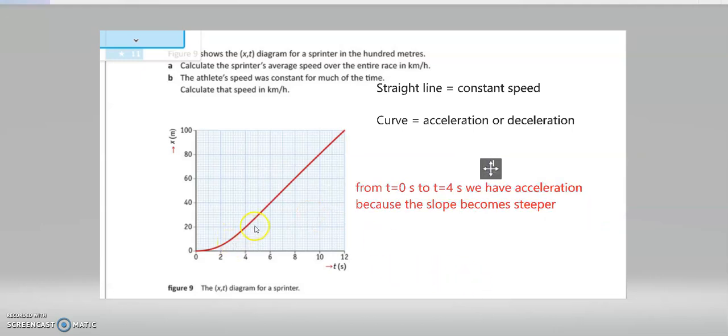What about from 0 to 12 seconds? From 0 to 12 seconds we have a straight line, and that means that the speed is constant. So let's have a look at the first part of the journey from 0 to 4 seconds. We cannot calculate the speed here because the speed is not constant. We have acceleration, that means that the speed keeps changing. But we can calculate the average speed.